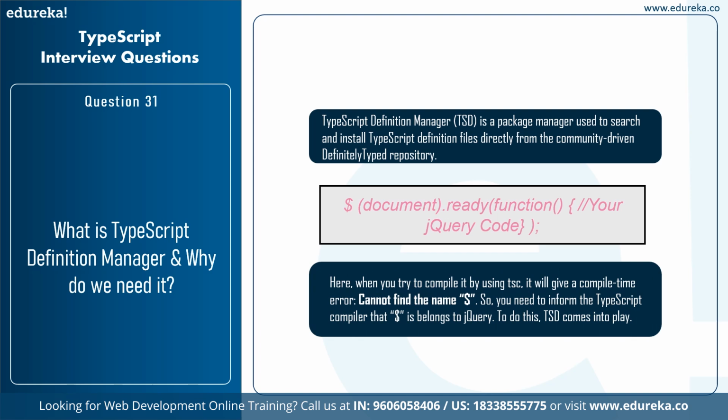So here when you try to compile it by using the tsc, it will give a compile time error, that is, it cannot find the name $. Now here you need to inform the TypeScript compiler that $ belongs to jQuery. Now in order to do this, the TSD comes into play. So you can download the jQuery type definition file and include it in your .ts file. So this is exactly why we need the TypeScript Definition Manager.